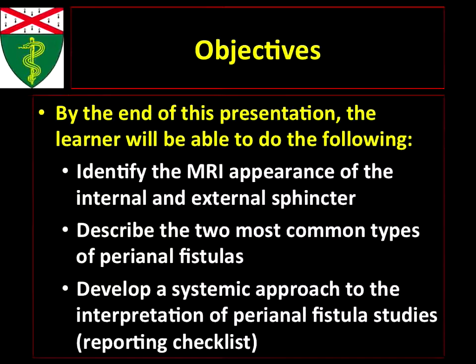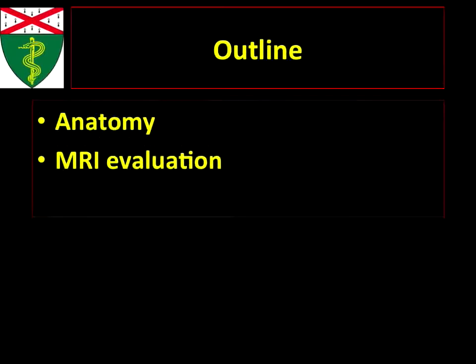There's a whole bunch of different types of perianal fistulas that we're going to go through. If you're able to identify perhaps the two most common and recite them at the end of this talk, I think that would be a good thing to achieve. And finally, we're going to go through a systematic approach to how to interpret these studies, and by that I mean we're going to have a reporting checklist. If you have an idea of how to go through these cases with that checklist, that would be amazing as well. So we'll start off with anatomy.